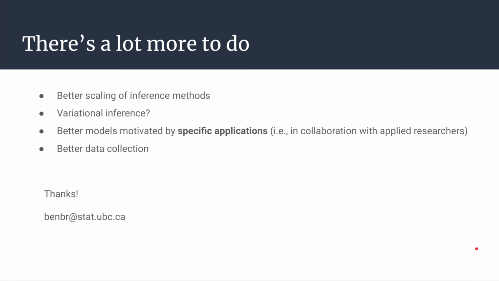Okay, so there's a lot more to do. I've really only scratched the surface of the work we've done and the problems involved. Getting the inference methods to scale better is a high priority. And oftentimes in modern applications, scaling Bayesian inference means variational inference. The problem here is that we have a bunch of discrete random variables running around, and so variational inference is not a straightforward thing to do.